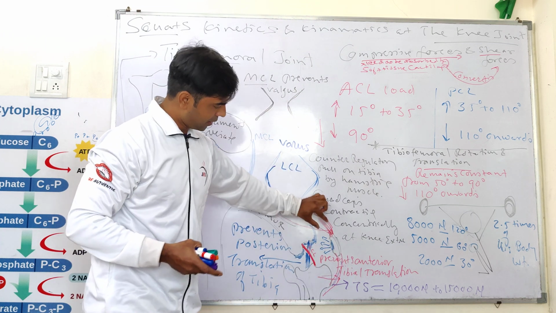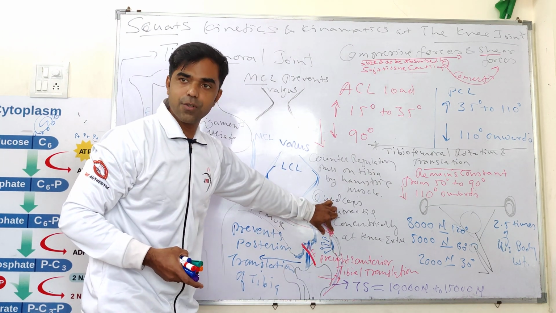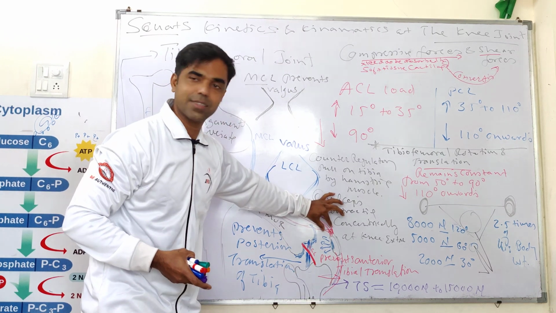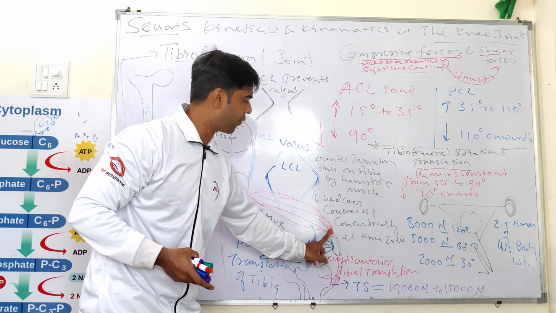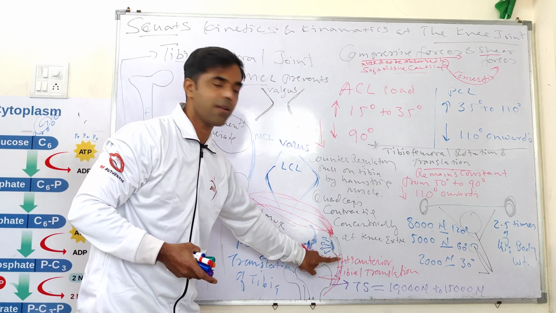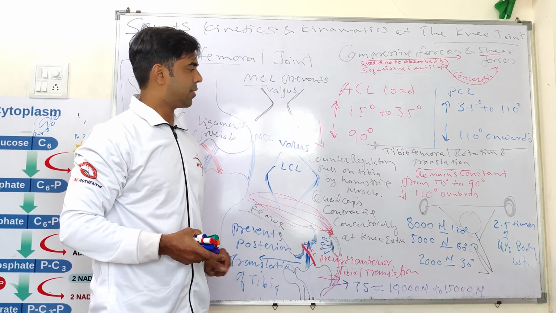And this tensile strength of the quadriceps, if you consider, this is the thickest tendon compared to the patellar tendon. Obviously it will have more tensile strength than the patellar tendon, right?